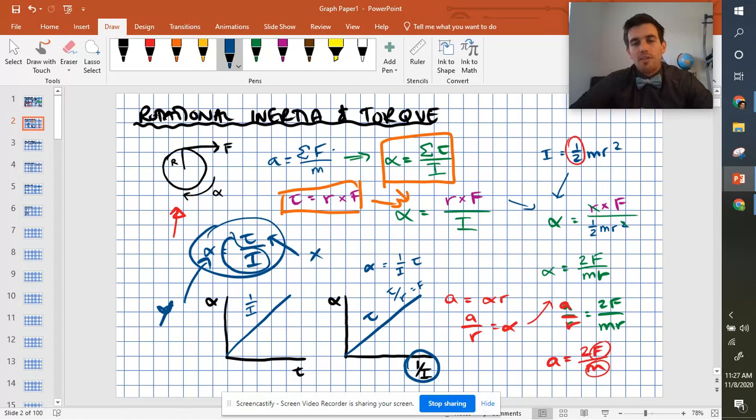inertia, not the rotational inertia. If you graph it with the rotational inertia, you would instead get an inverse graph, which is not linear, and we can't use anything to figure out the torque there as easily. So there's some of the rotational inertia and torque interactions that you will need to know for class and for the AP exam.